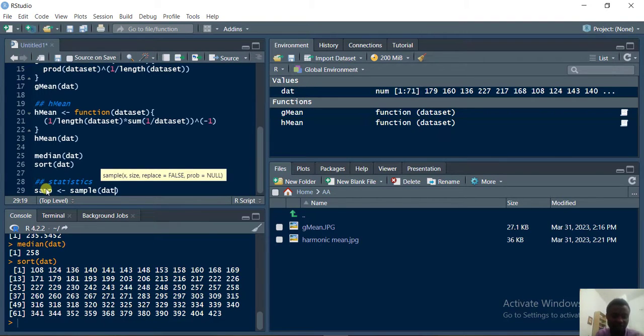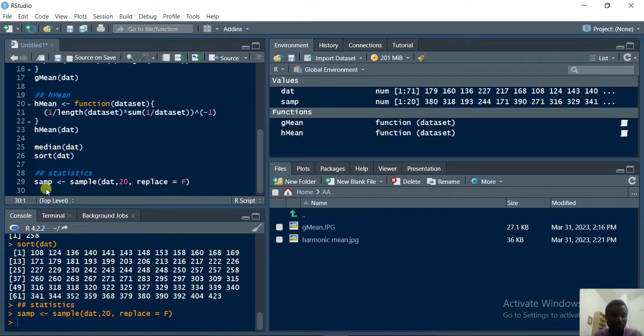So I put the data DAT. How many observations do I want? The total number of observations I want for my sample. I said 20, and then do I want it with replacement or without replacement? I can as well add the probability, but I will stop at the level of the argument for replacement. So I will say replace false. I don't want it with replacement. That means if it takes the first sample, then we have 70 observations left for it to take the second sample. Like that, it keeps decreasing downward.